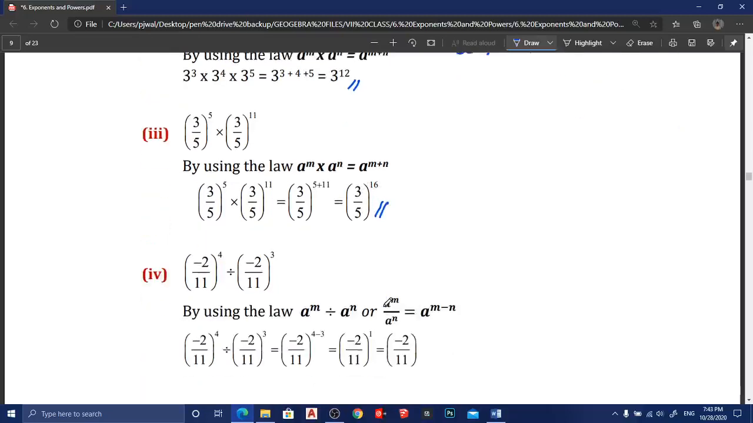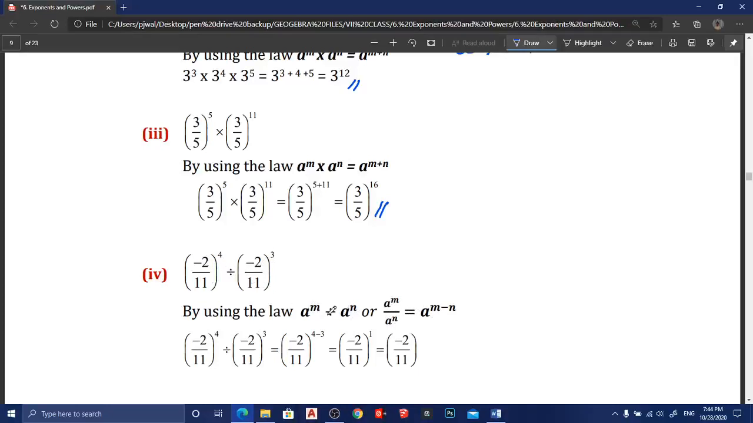Okay, next here, minus 2 by 11 to the power of 4 divided by minus 2 by 11 to the power of 3. But here also both the bases are equal and powers are different. Here division is given. Division means this is second formula. Multiplication means first formula. Division means second formula. So a to the power of m by a to the power of n is equal to a to the power of m minus n. Here also in place of a, it is given in the form of fraction.